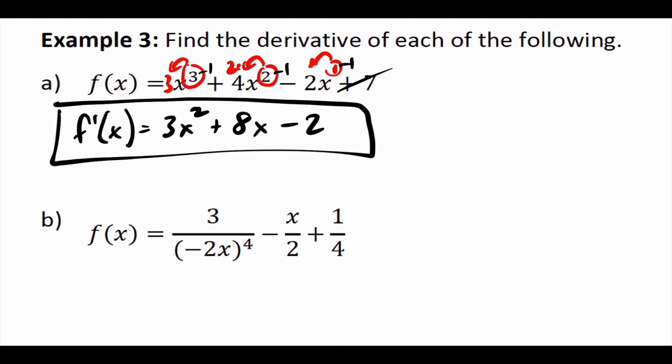Move the power to the front, multiply, subtract 1 power. That's it. That's the power rule. Move the power to the front, multiply, subtract the power by 1.